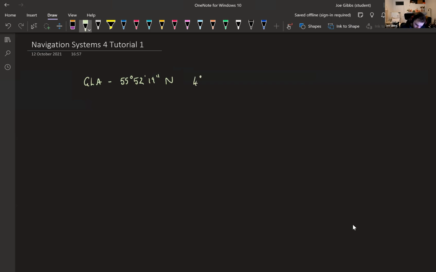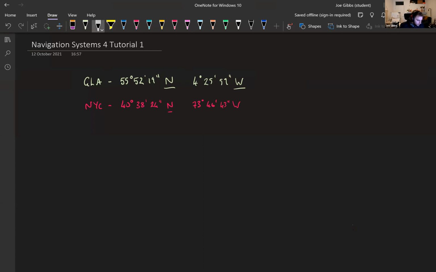Okay, and then the other coordinates. And again, noticing that then north and west. And then we have New York as 40 degrees, 38, 24, and 73. So those are our 2 points from the question.